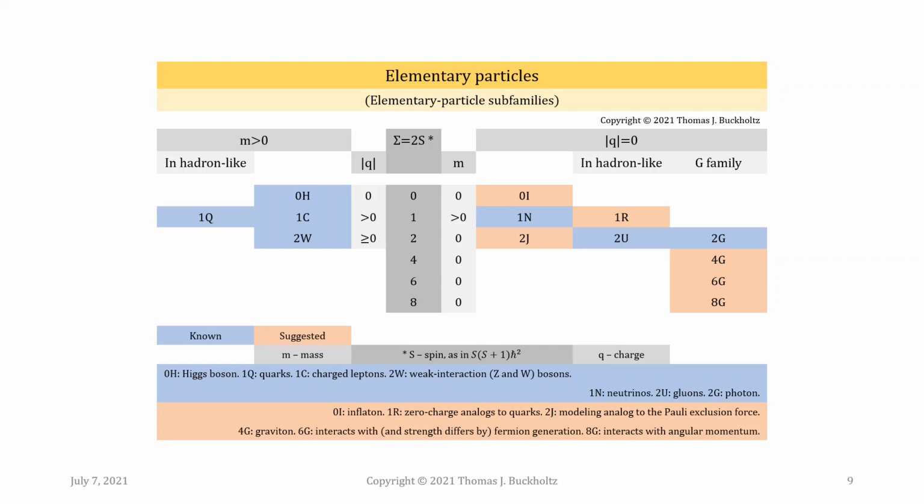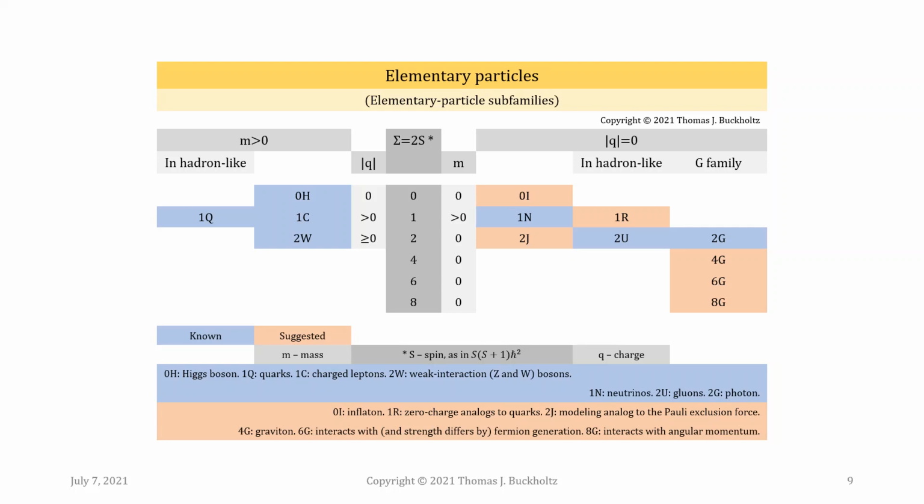These particles would be zero-charge analogs to quarks. In today's universe, these particles would appear, along with gluons, only in hadron-like particles. These hadron-like particles would contain no charge and would measure as dark matter.